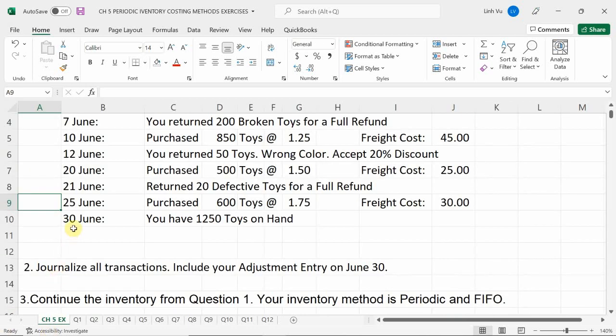So let's see what happened here. Then last day of the month, you end your accounting period. So on June 30th, you have a total of 1,250 toys on hand. In this case, that means I can carry my purchase made on June 25th, because there were no problems with it. I didn't make any returns or anything to it, so I can safely bring that purchase down to my goods available. And I also have a total of $1,250 left on hand.